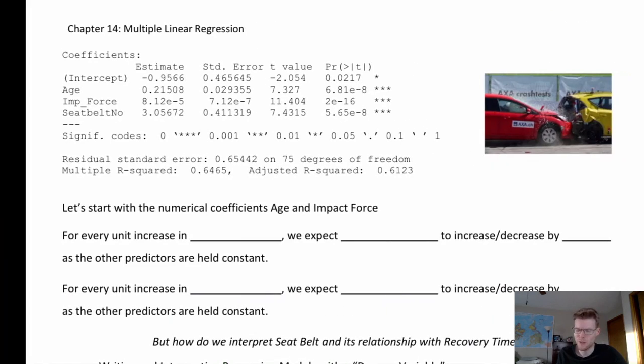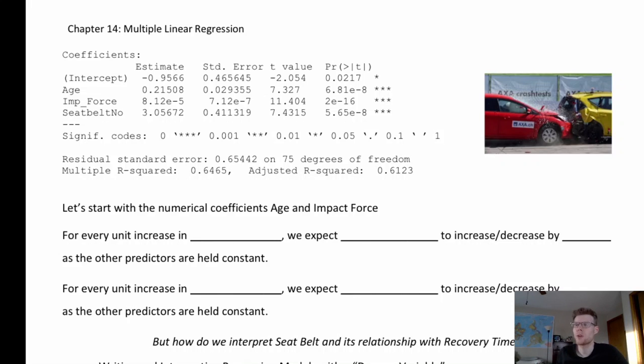So let's see if these intuitions are correct, and it looks like they are. So age is positively correlated when controlling for impact force and seatbelt status. Impact force is positively correlated when controlling for these other two things. Seatbelt status, so when not wearing a seatbelt, there's a positive value, meaning that recovery time is longer on average for the non-seatbelt wearers. So that intuition that I shared earlier seems to be correct with this particular model.